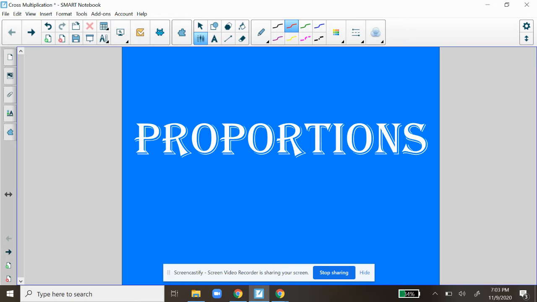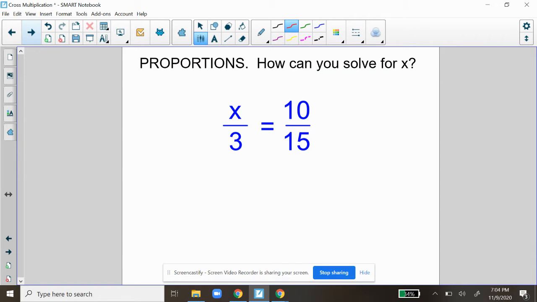In case you don't remember, or if you've never seen proportions before, a proportion is an equation stating that two fractions are equal. Or in other words, we have two equivalent fractions that are set equal to each other. So this here is an example of a proportion. We have two fractions that are equal to each other.